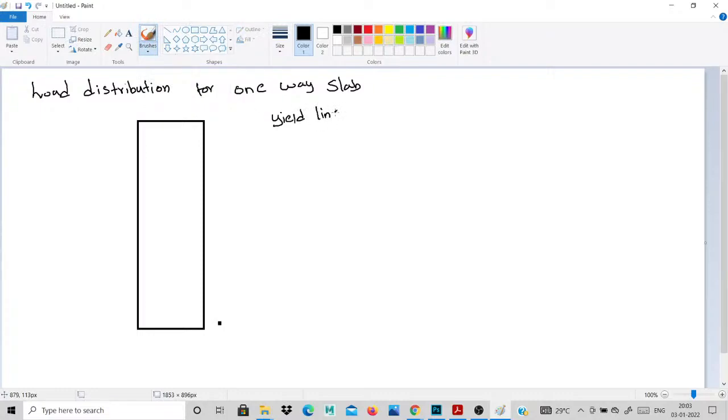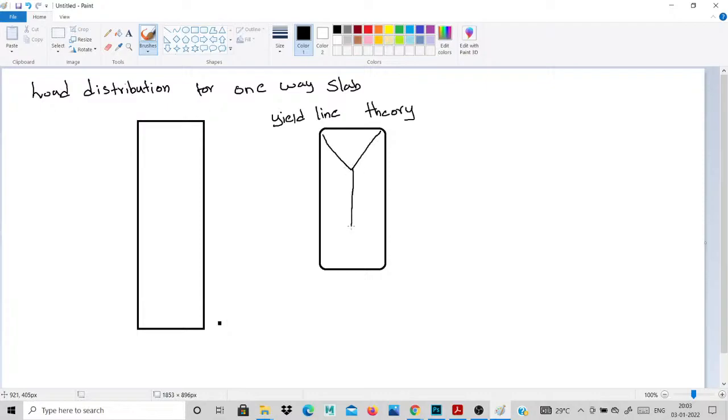Yield line theory. The yield line theory is a load cracking pattern. This is our yield line theory. I draw a two-way slab, and this is the yield line theory for my two-way slab.